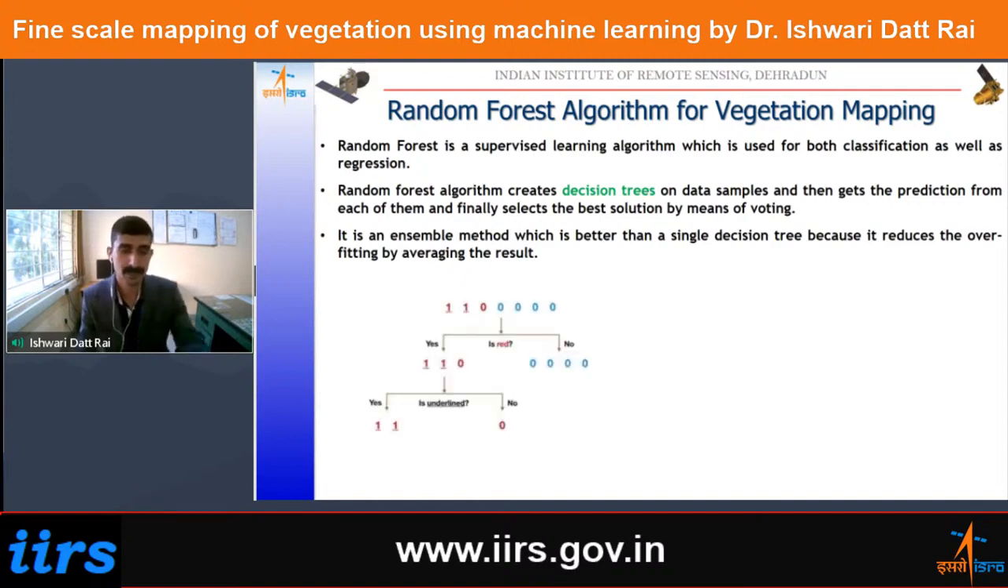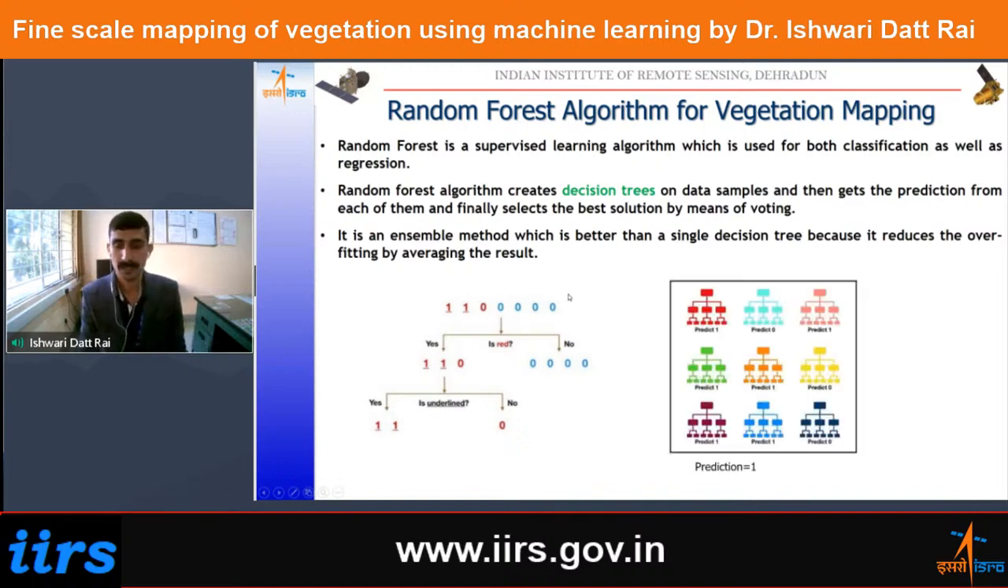If you see a simple example here of a tree, there are two different colors in this data set, and if you split it, you can divide into red and blue. But some of the digits are also underlined, so you can further split into underlined red or the zero, which is of the same color. So this is the final branch, and this is the root node for this decision tree. But in the case of random forest, it generates a forest of these decision trees.